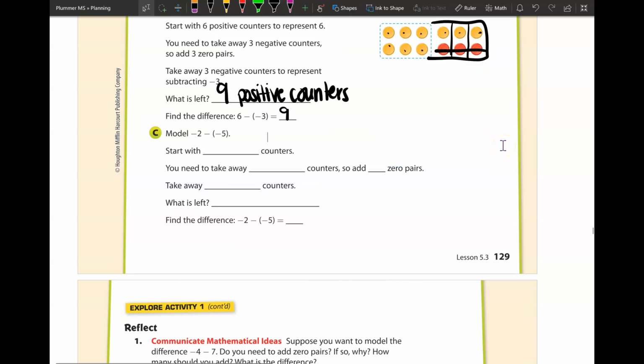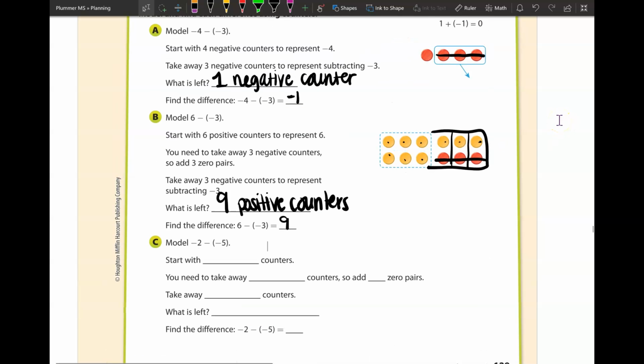Part C says model -2 minus -5. So I'm going to start with 2 negative counters. So I'm going to get red. I'm going to put 2 right here. 1, 2. C says model -2 minus -5. So start with 2 negative counters. 1, 2. I need to take away blank counters, so I'm going to add blank 0 pairs.